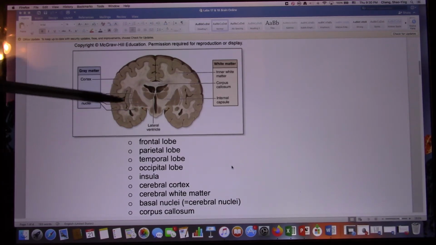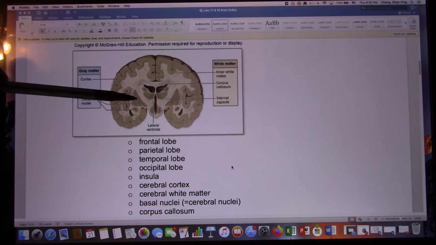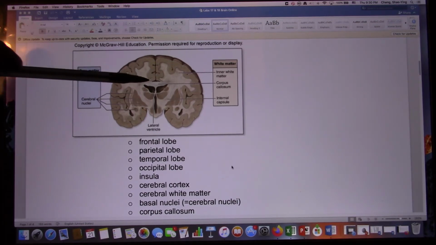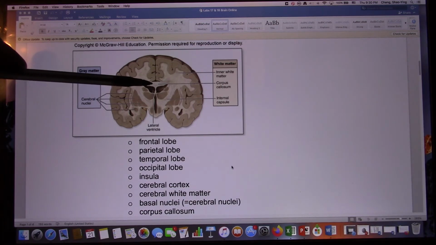So if I point at this area, you don't have to tell me what part of the basal ganglia it is. It's okay to call all this basal ganglia. This area, corpus callosum, is all white. This is the myelinated axon structure. Its function is like a highway connecting the left brain and right brain together. So that's the corpus callosum.